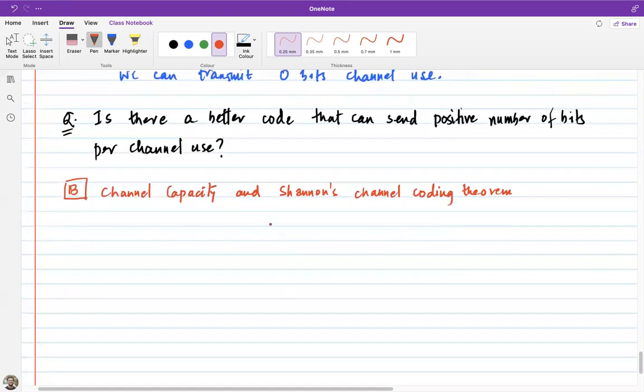Okay. Which actually answers the question that I asked. So we'll begin with a definition of a channel code. So this is the definition for a channel code.